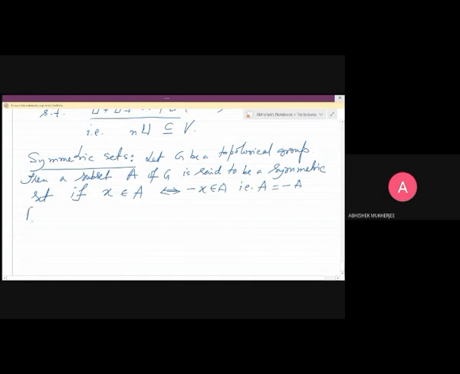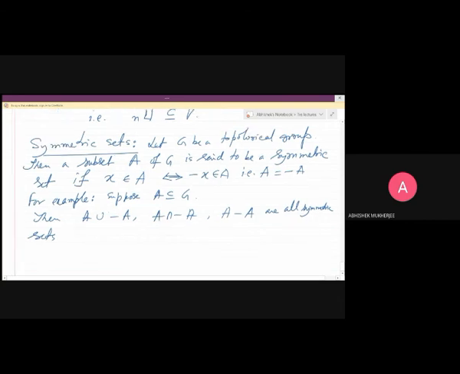For example, suppose A is a subset of a topological group G. Then at once you will have some symmetric sets like these: A union minus A, A intersection minus A, and A minus A. These are all symmetric sets.